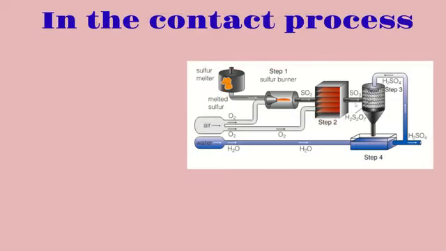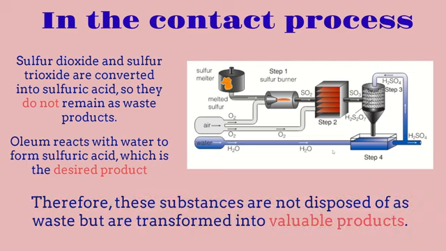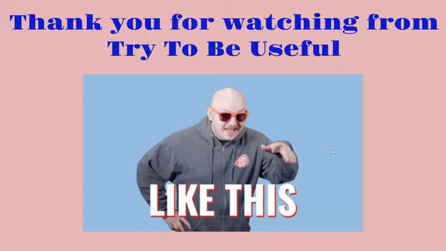So inside of the contact process, sulfur dioxide and sulfur trioxide are converted into sulfuric acid, so they do not remain as waste products. So all of the sulfur dioxide and trioxide, they're not waste products, and they're all converted into something else. And then in this case, oleum reacts with water to form sulfuric acid, which is the desired product. So in this case, oleum is also not being used for any harm, and therefore all these substances are not disposed of as waste, but instead they're transformed into valuable products. So that summarizes everything for the formation of this solution, which is sulfuric acid.